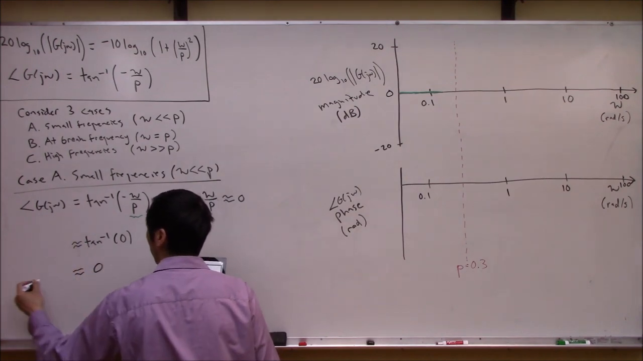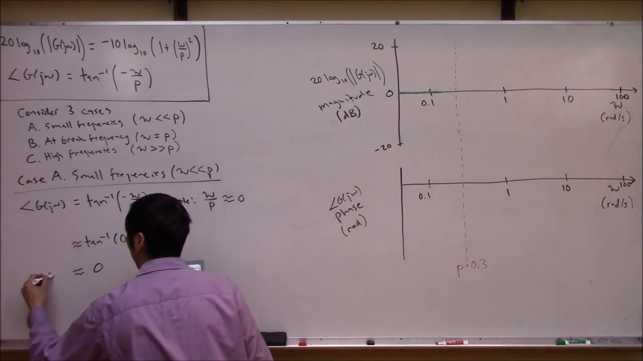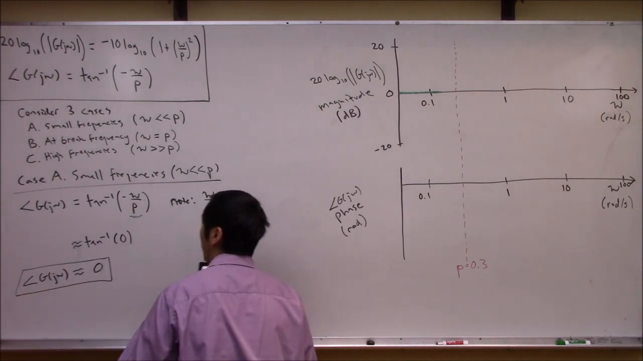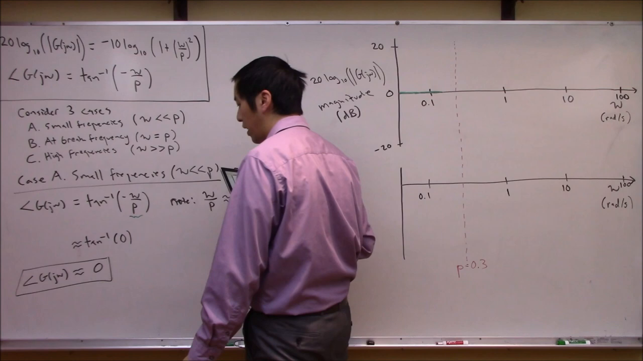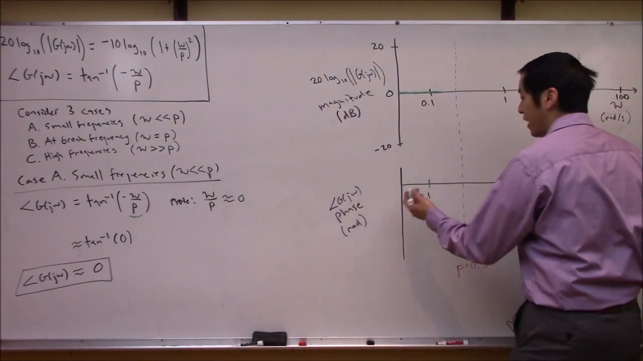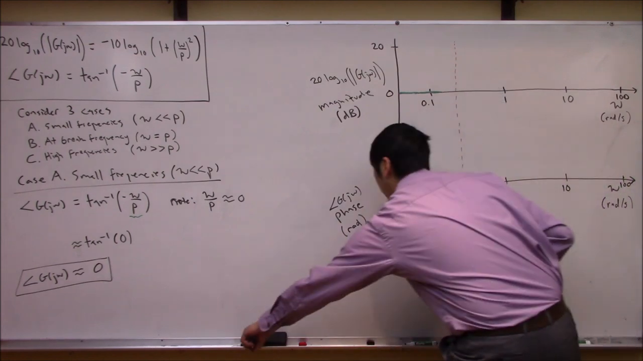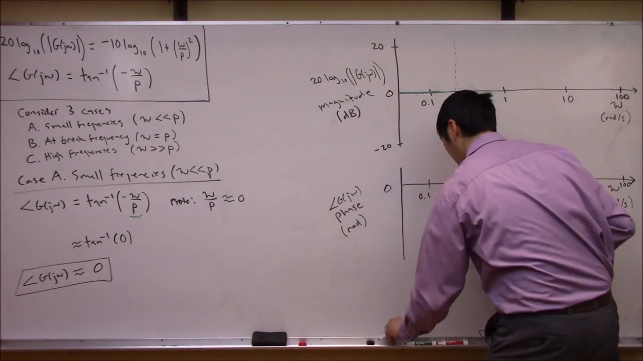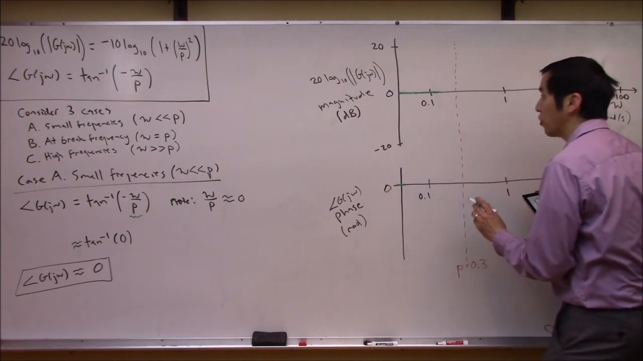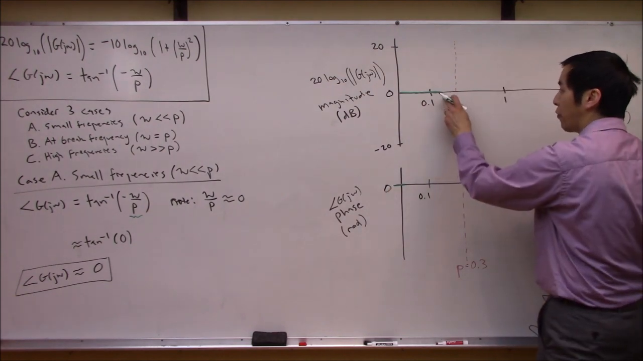Zero radians here. So here we end up with our approximation here. So we see there is no phase shift in this case. So coming over here to our plot, again, we can start here at zero, right? And then we're going to stop before we reach P.